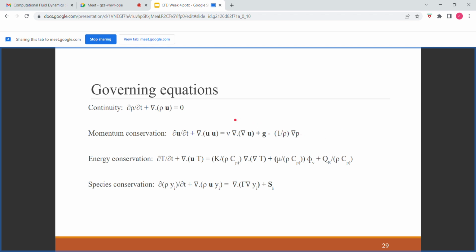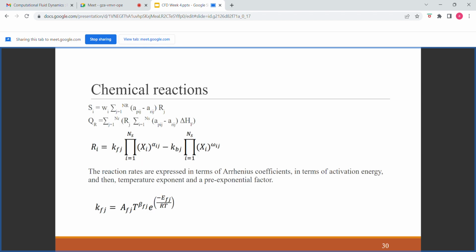And coming back to the species conservation equation, we have the mass fraction terms, and the additional term that is present is Si, that is the rate of formation of a species. We also need to look further into Si and QR to determine which of these terms have the rate of reaction. So Si is nothing but Wi into A.